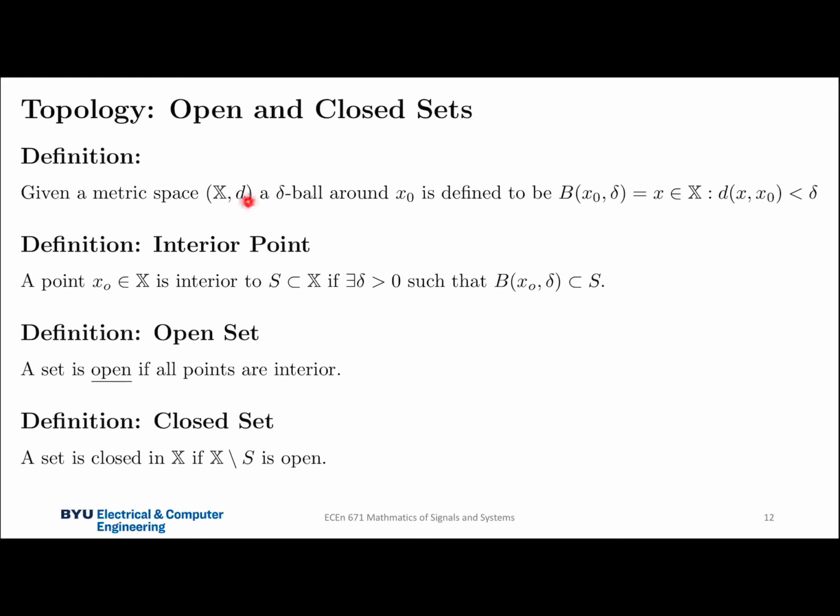Given a metric space, remember a metric space is a set of objects x and then a function d, which is a distance function or a metric that measures, in essence, the distance between objects in x. Okay, so given a metric space (x, d), a delta ball around x naught, so in other words, delta is going to be a small positive number. So we're going to talk about a delta ball. This is what we're defining, a delta ball. A delta ball around x naught is defined to be this set.